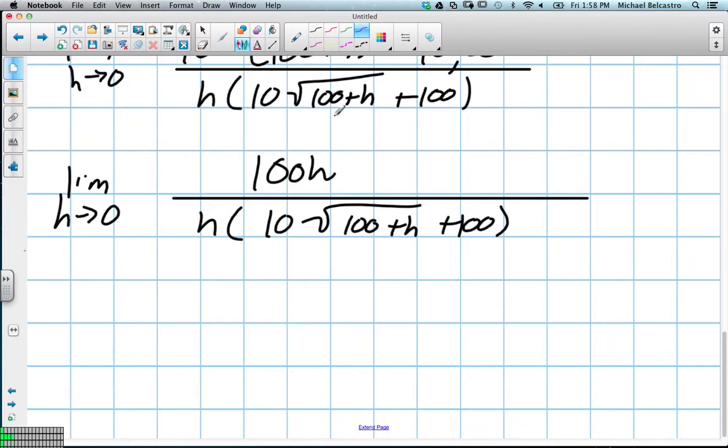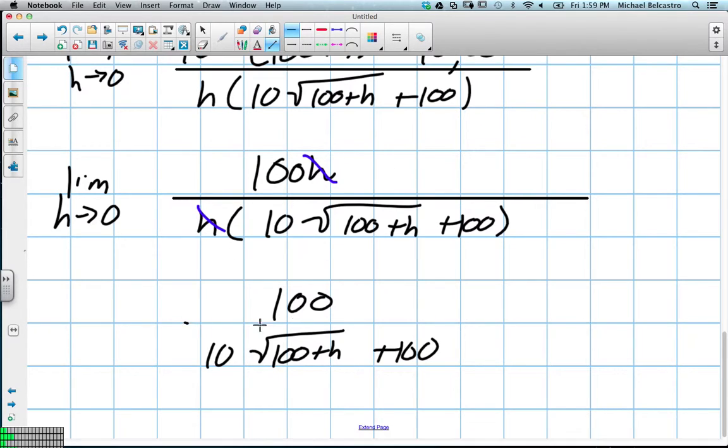Okay. So now what we can do is eliminate this h here. This h has then been eliminated. We have 100 over 10 root 100 plus h plus 100. I'll put the line in after. At this point, we're hoping we're able to substitute h for 0.